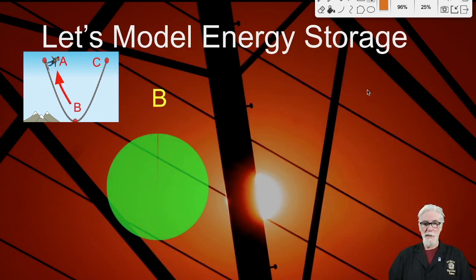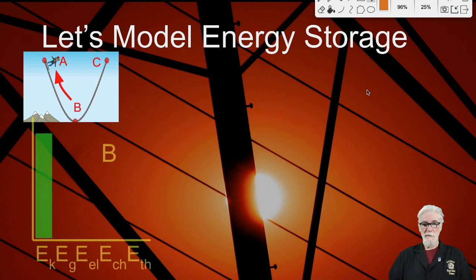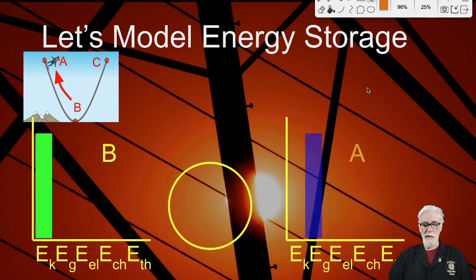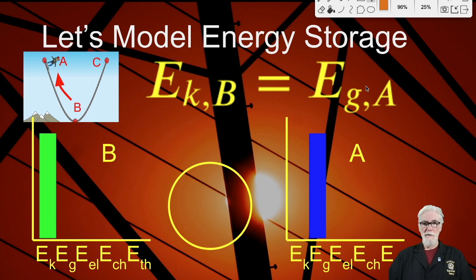One more. Let's go from B up to A. This is just the same as going from B to C, really. All kinetic at first, all gravitational at the end. The LOL chart shows bars that are the same height, but one is EK at first and then it's EG later. No energy is going into or out of the system circle, and the symbolic representation looks the same.